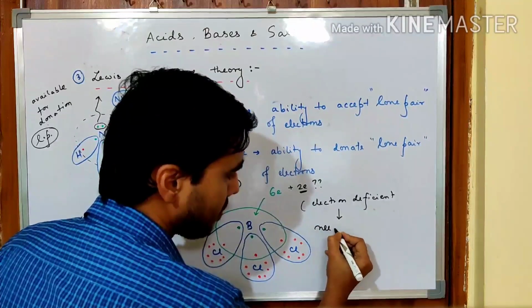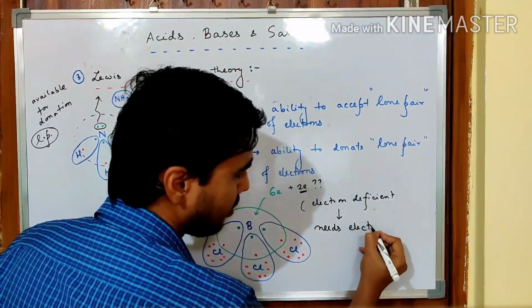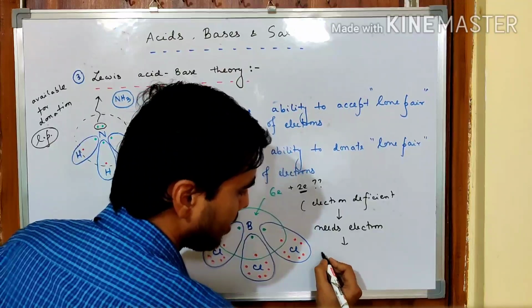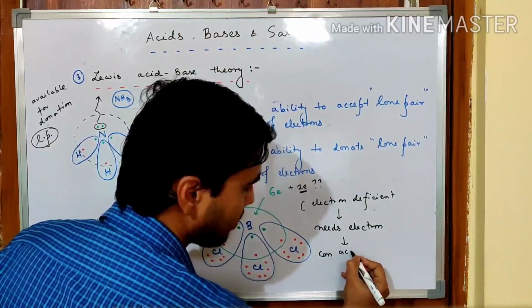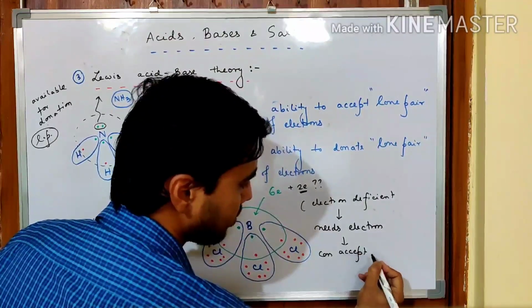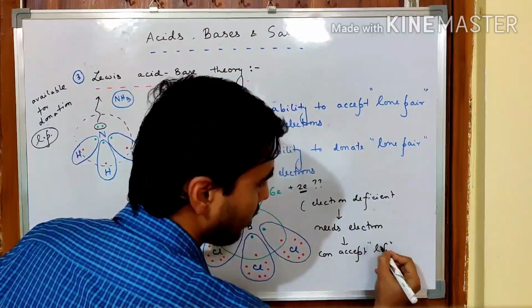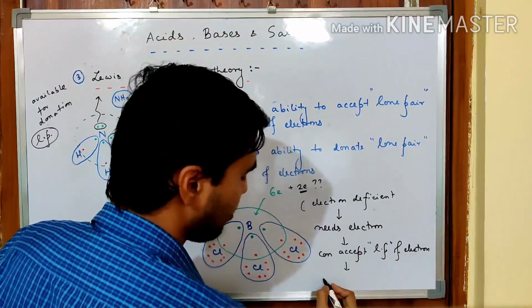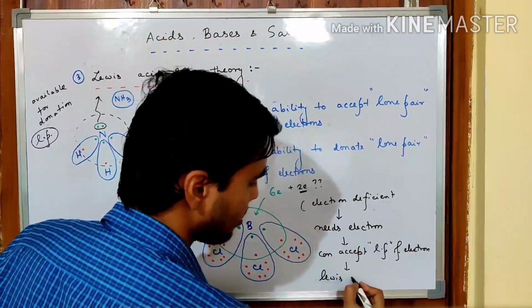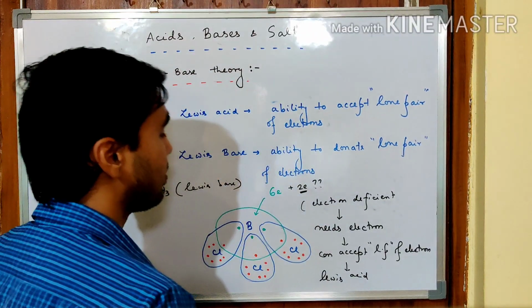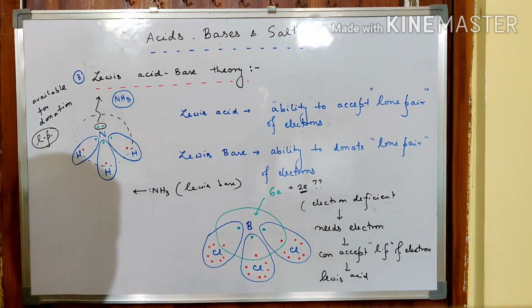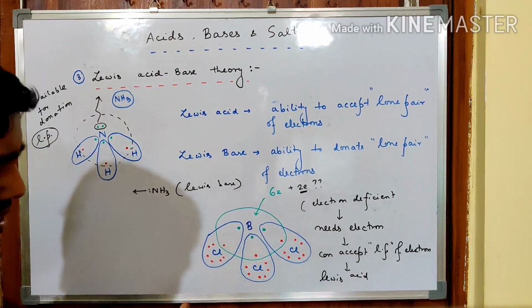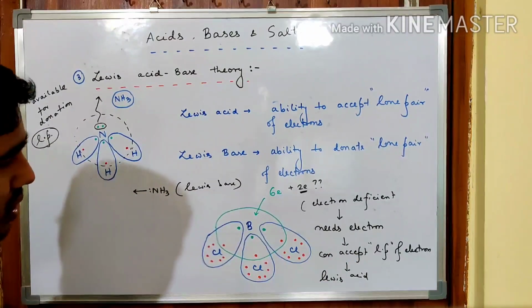It needs electron. That is why it can accept a lone pair of electrons, and that is why it is called Lewis acid. So at last I would like to say that NH3 is a Lewis base, and BCl3, as we have written, similar compounds are also there, is called Lewis acid.